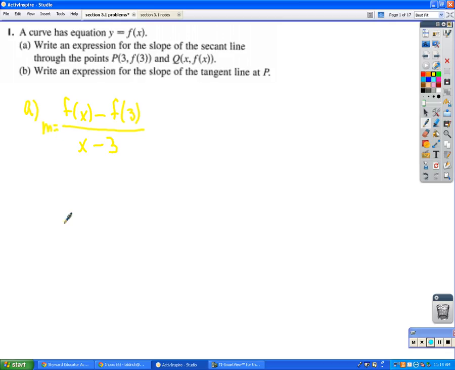Okay? Write an expression for the slope of the tangent line just at P in particular. That would be the derivative of the function at 3. That's all you have to write. They probably want you to actually write the definition of the derivative, the limit as x approaches a. This depends, because I know this is what we changed it.